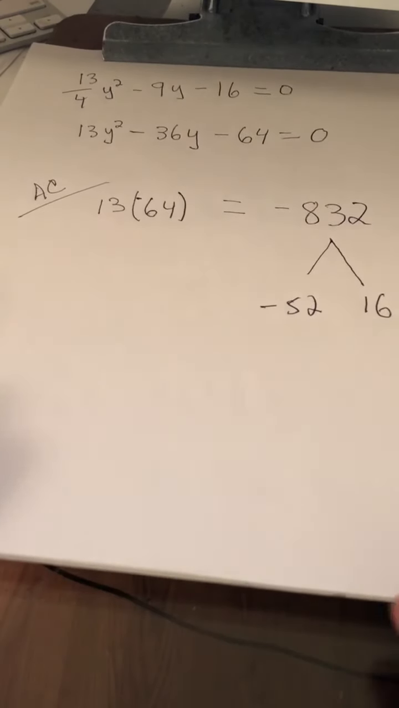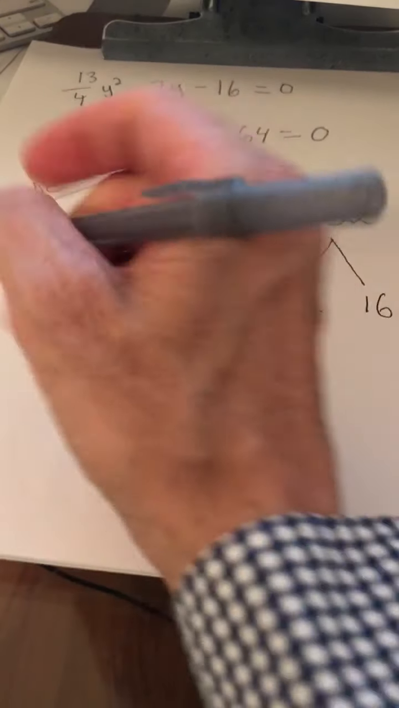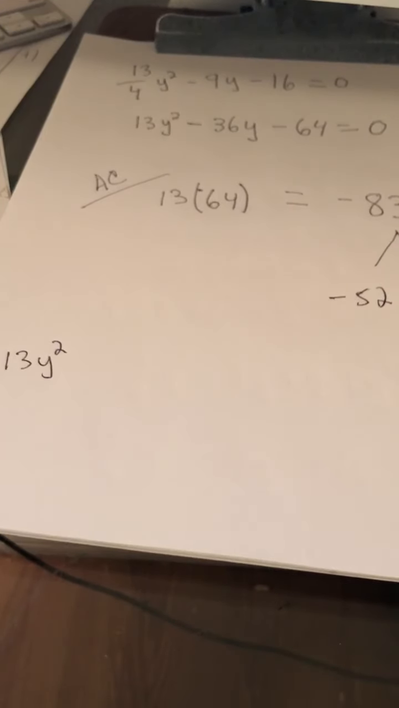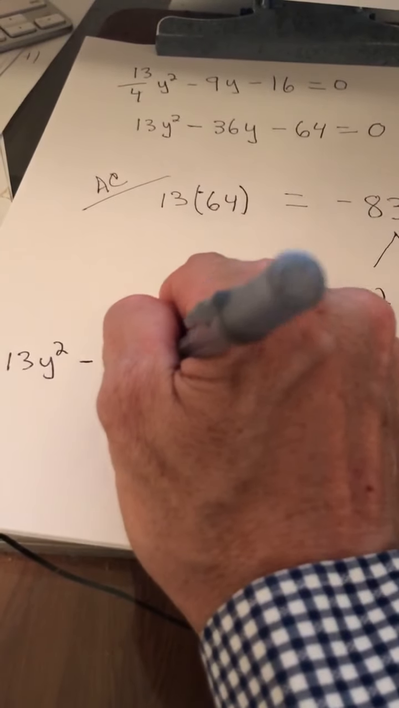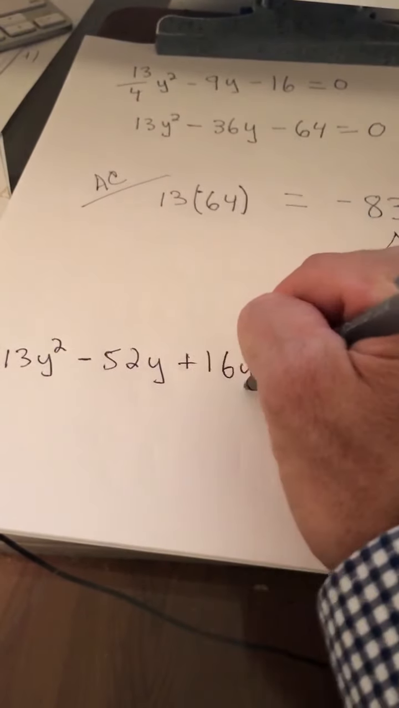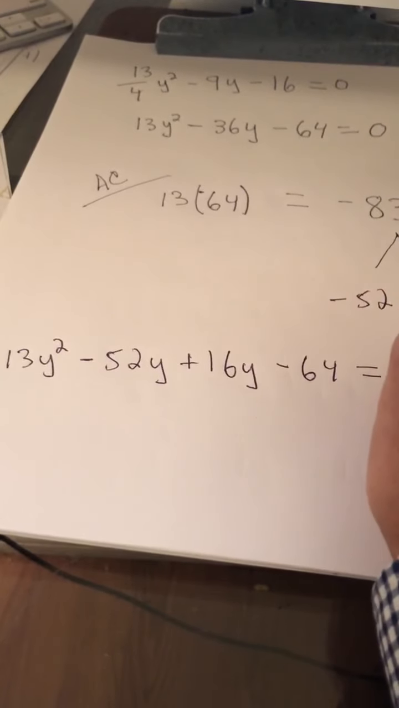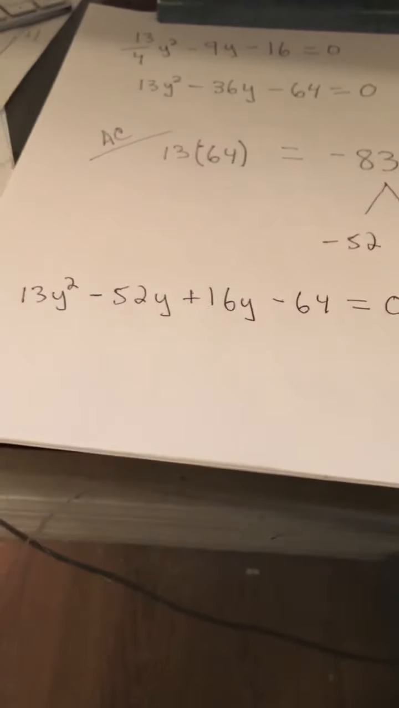So what that is telling us is I'm going to rewrite this trinomial as a 4-term polynomial. I have 13y squared and negative 36y. I'm going to write that as negative 52y plus 16y minus 64 equals 0. Now we have 4 terms, we're going to factor by grouping.